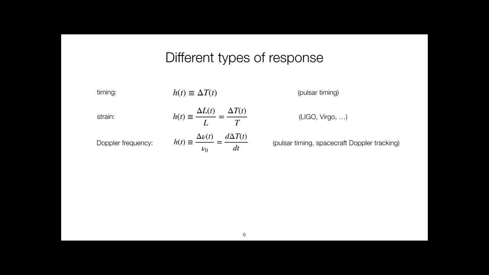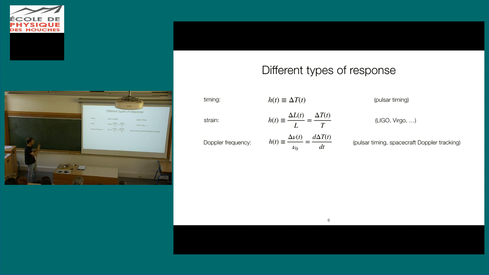For pulsar timing and spacecraft Doppler tracking, one often hears the word Doppler frequency as the response of those types of detectors. For that case, you think of the pulsar emitting radio pulses at a certain frequency. The passage of the gravitational wave causes the observed frequency to differ slightly from the emitted frequency. So there's a change in frequency relative to the nominal frequency, nu zero, which we can write in terms of delta t as a time derivative.